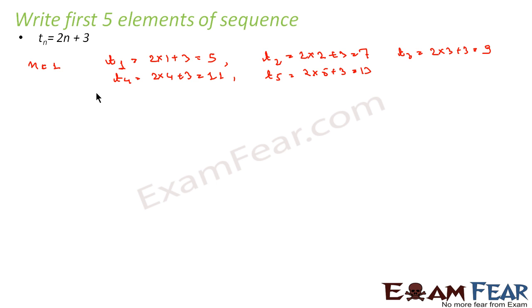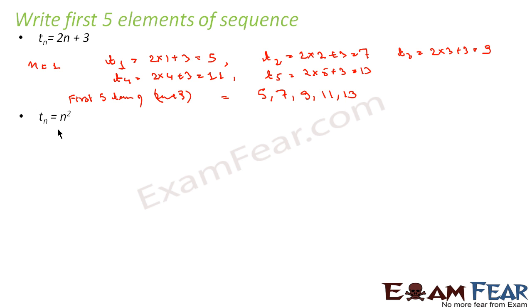Thus we can say that the first 5 terms of the sequence where the nth term is 2n plus 3 are 5, 7, 9, 11 and 13. Similarly, let's take one more example.